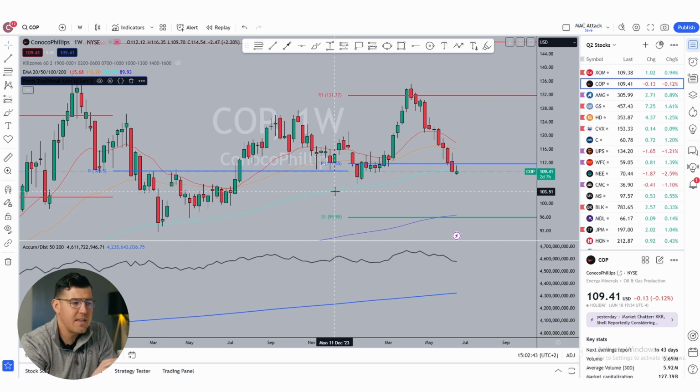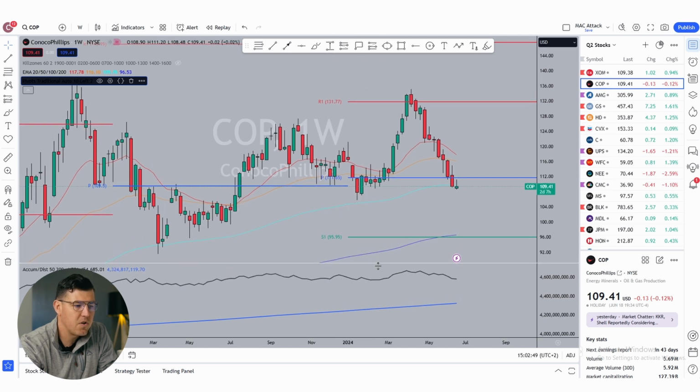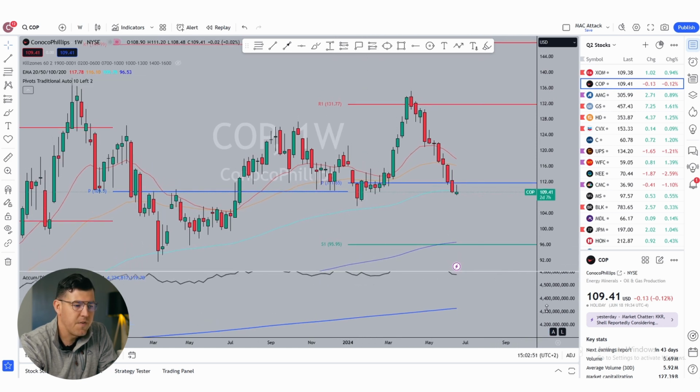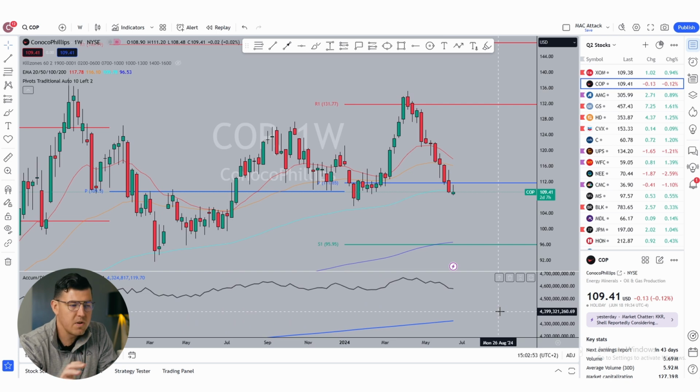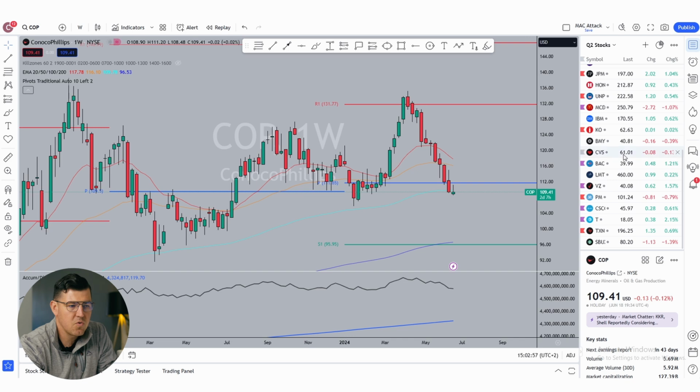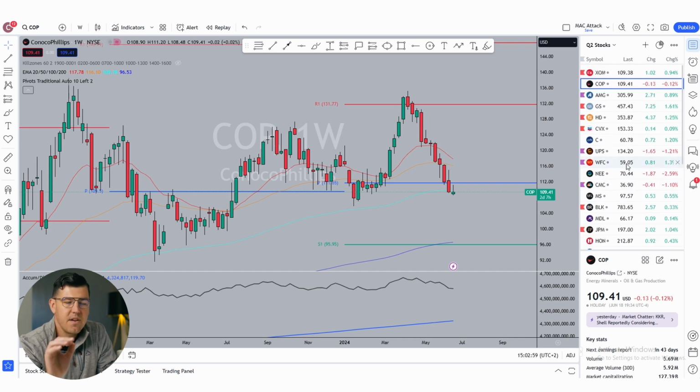Once you've got that on, this is where things are going to start getting interesting, and this is where we're going to start looking for our entries. So first and foremost, we've got our shortlisted stocks. For me, this is Q2. These were the stocks that I shortlisted based off my criteria shared in the previous video.